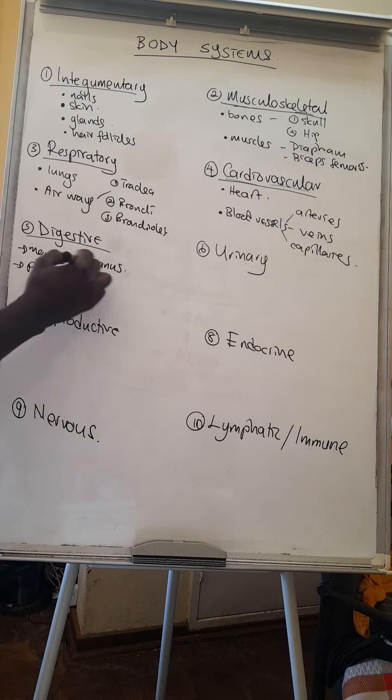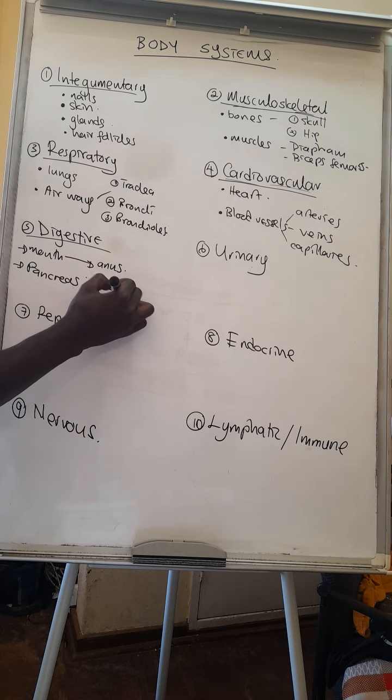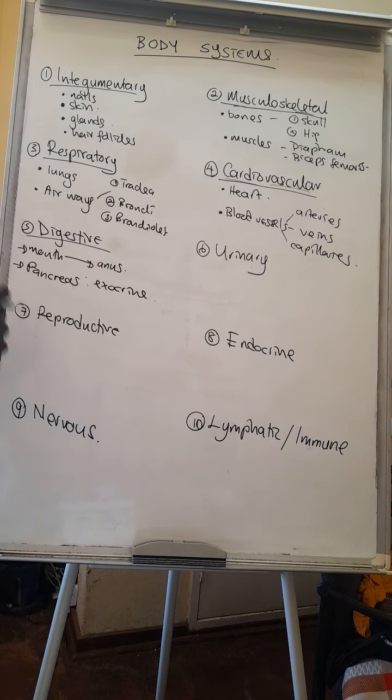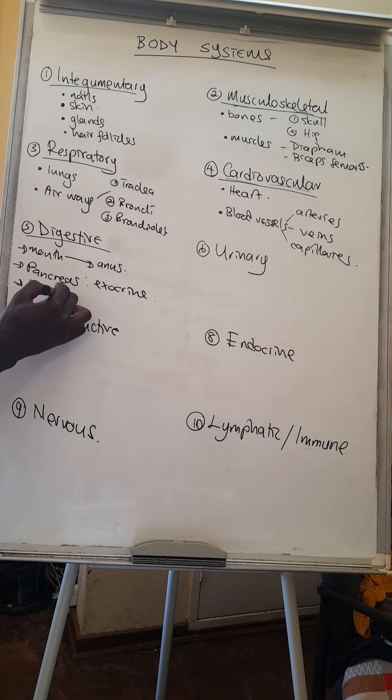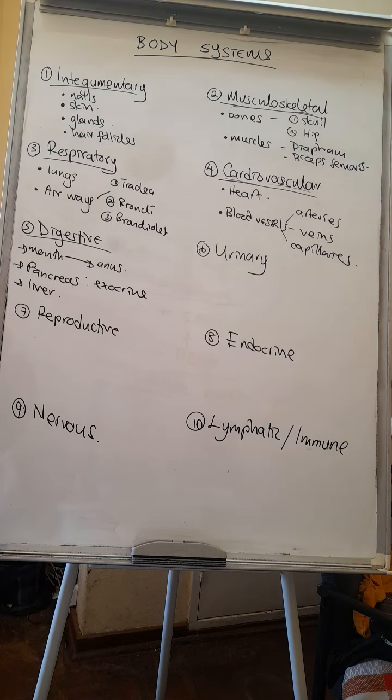So we're talking about the exocrine pancreas, the one that secretes enzymes for digestion, right? We're talking about the liver, that processes the nutrients that have been absorbed from the GI tract. So that is about the digestive system, right?